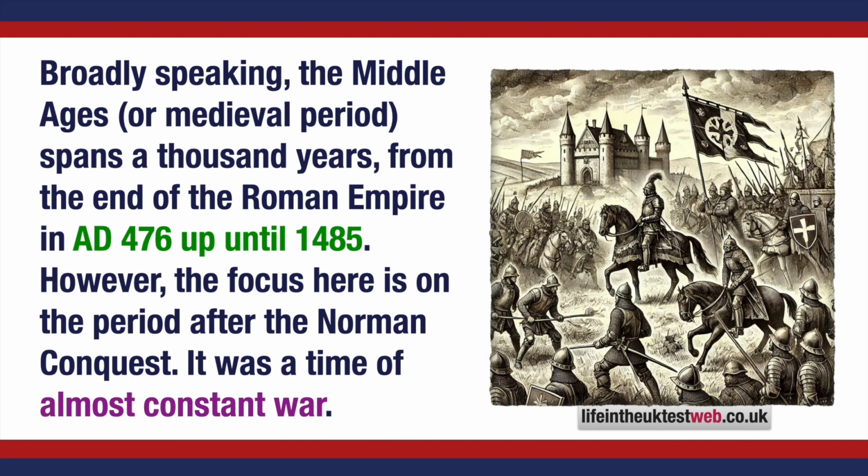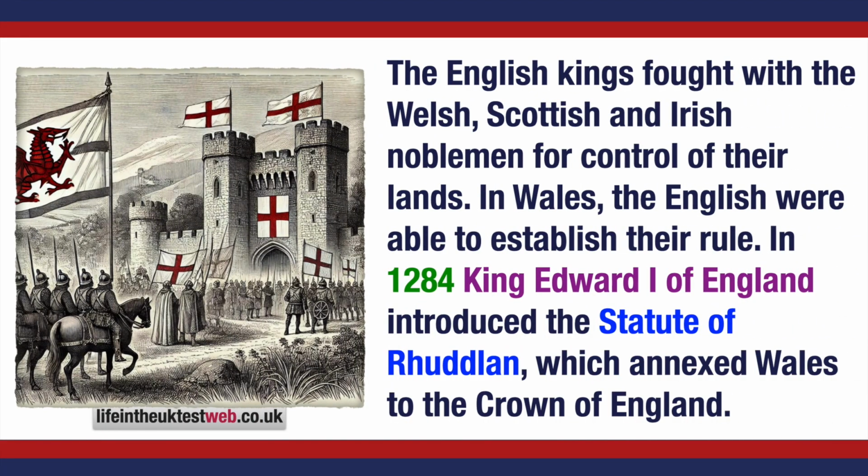It was a time of almost constant war. The English kings fought with the Welsh, Scottish and Irish noblemen for control of their lands. In Wales, the English were able to establish their rule. In 1284, King Edward I of England introduced the Statute of Rhuddlan, which annexed Wales to the Crown of England.